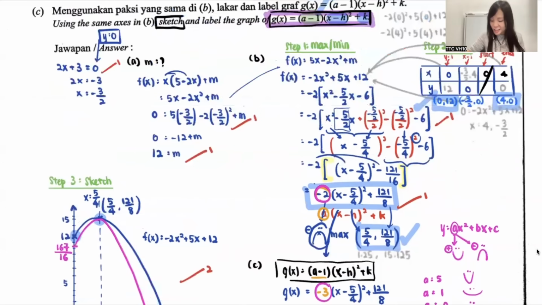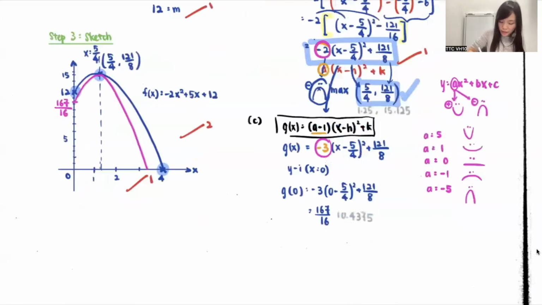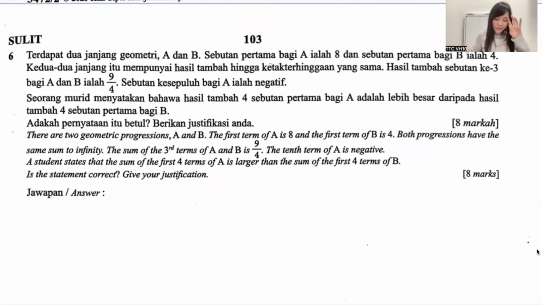Okay now, my dear? So 4, 1, 3. This whole question is worth 8 marks. Done. So far, so good, everyone. Let's move on. 5, 4, 3, 2, 1. Done. Let's move on. Question 6.